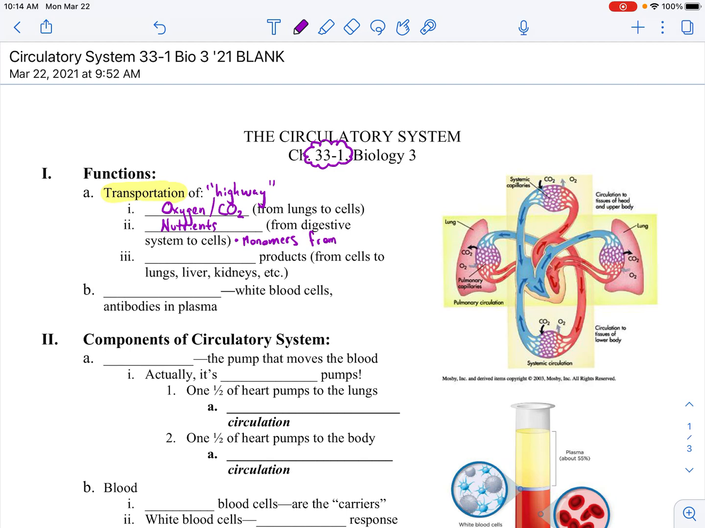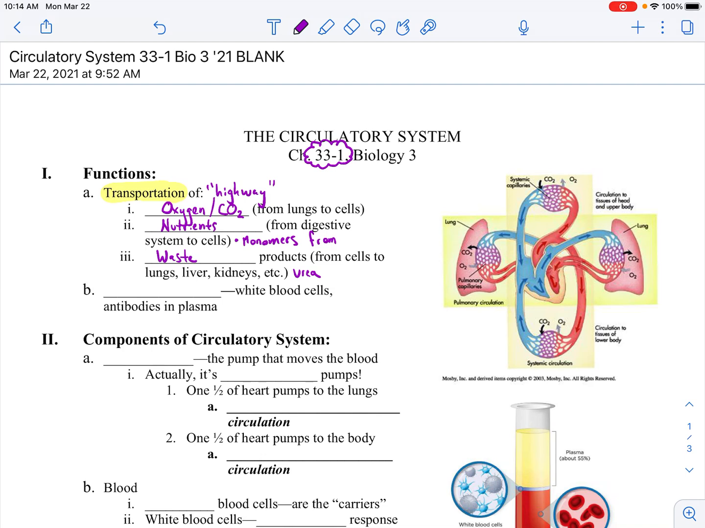like amino acids and glucose, and waste products that your cells produce. So your circulatory system is going to pick up waste products from the cells and then drop them off to other locations of the body where they can be eliminated. A good example is urea, which is made by the cells. It's a nitrogenous waste, and your circulatory system is going to pick that up and drop it off at the kidneys so that it can be filtered out of the blood.